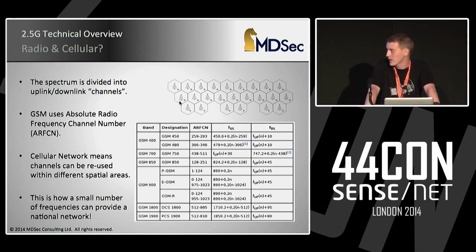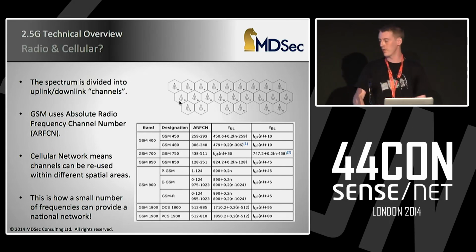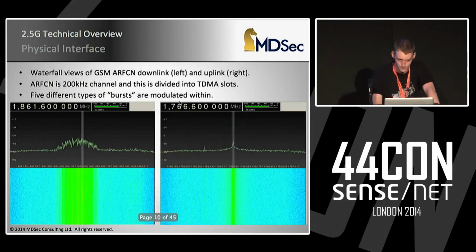And the cellular network is used by different spatial areas, or space division multiple access. This essentially allows us to use one frequency in one area and then use a different frequency in another area, and then reuse the same frequency elsewhere by dividing the environment up into different spaces.